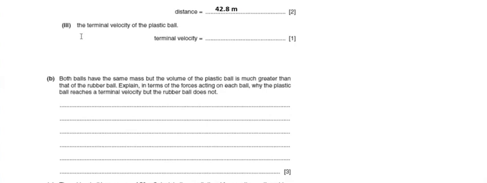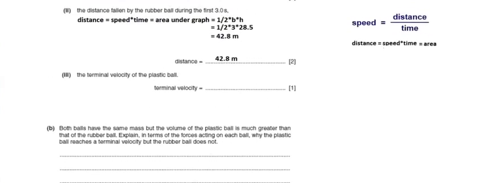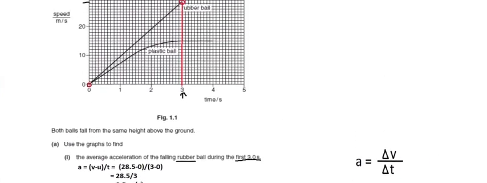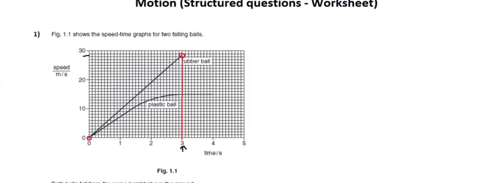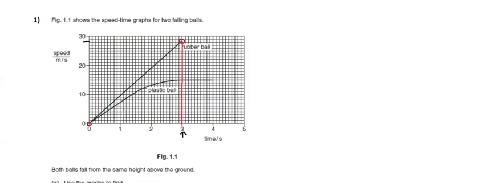The third question in this part A is the terminal velocity of the plastic ball. So what is the terminal velocity? It is nothing but the constant velocity that is achieved by an object which is falling freely under gravity. Here you can see the plastic ball is starting from zero velocity. As the time increases, the speed increases, and the rate of increase of the speed decreases, and after that it achieves a constant value. That means it is increasing slowly and then it achieves the constant value.